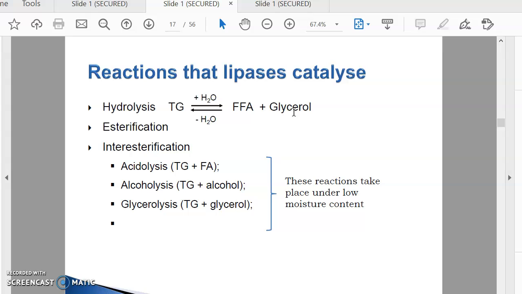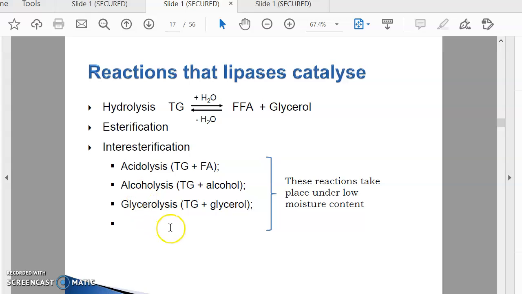So if we have three fatty acids, we will get three free fatty acids here, and almost all the time, one glycerol. It can also be involved in the process of esterification, which is the production of ester, and also interesterification, which consists of three different processes here.